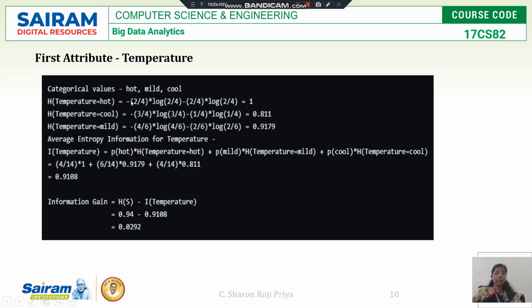Right, so first categorical value is hot. For hot, you calculate the entropy. Mild, you calculate the entropy. And cool, you calculate the entropy. After calculating the entropy for these categorical values, you have to find the average information, average entropy information. So what is this? It is the summation of all the categorical values into the entropy you have calculated for individual categorical values. So again, the same procedure. I'll explain for only one categorical value.